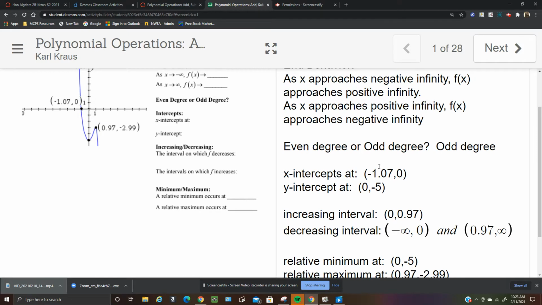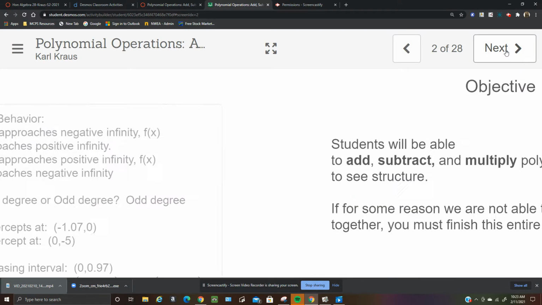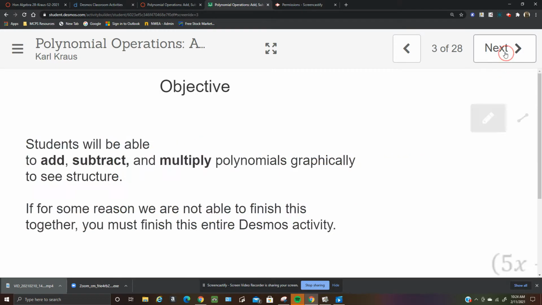The relative minimum is at 0, negative 5, this point. Relative maximum at 0.97 and negative 2.99. So the objective for this lesson was to add, subtract, and multiply polynomials graphically to see the structure, and you're supposed to finish up the activity on your own.